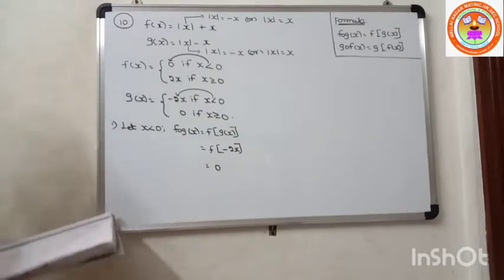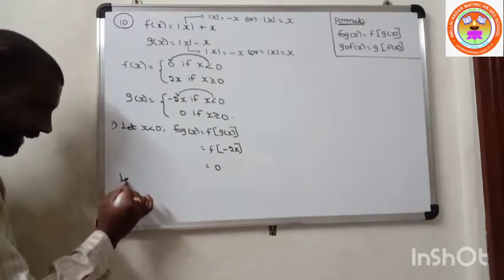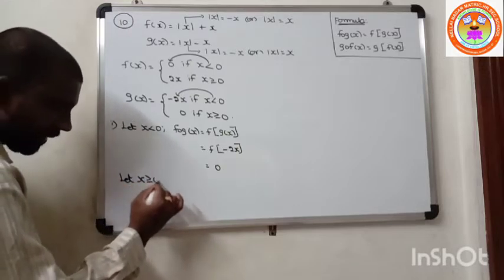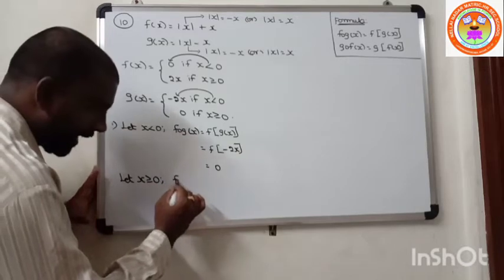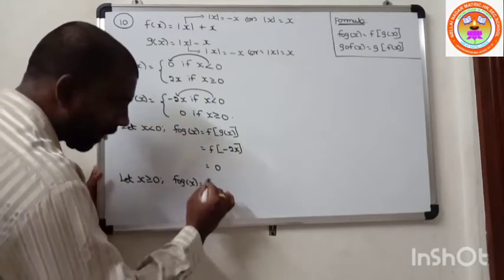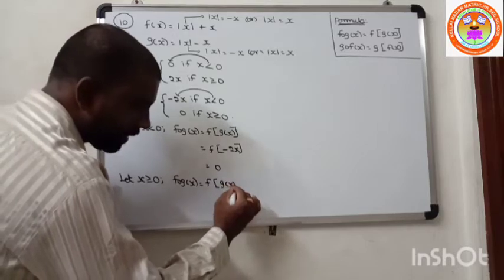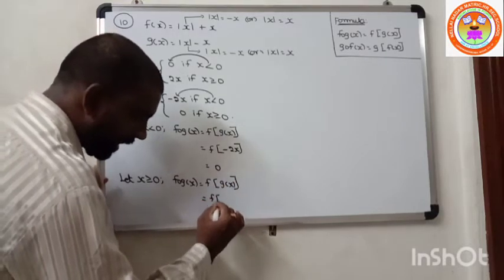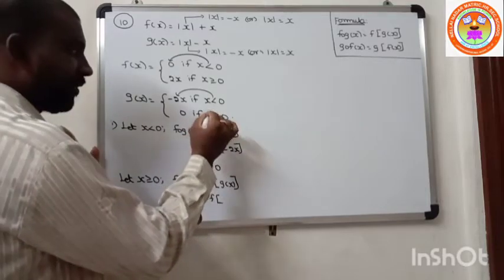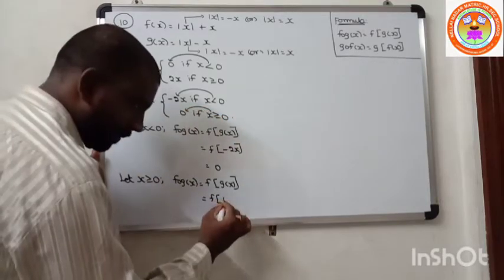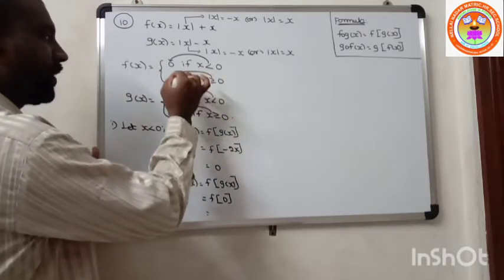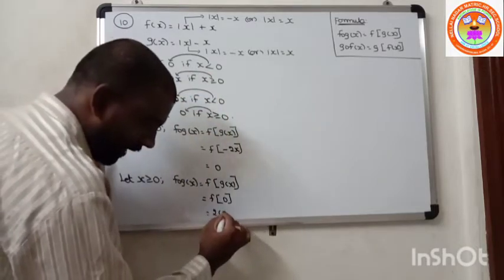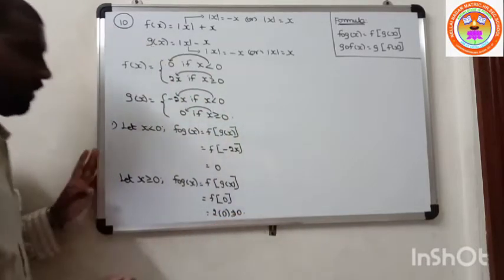Then, let x be greater than or equal to 0. So f composite g is f of g of x. For x greater than or equal to 0, g of x is 0. f of x for x greater than or equal to 0 is 2x, so 2 into 0 is 0.